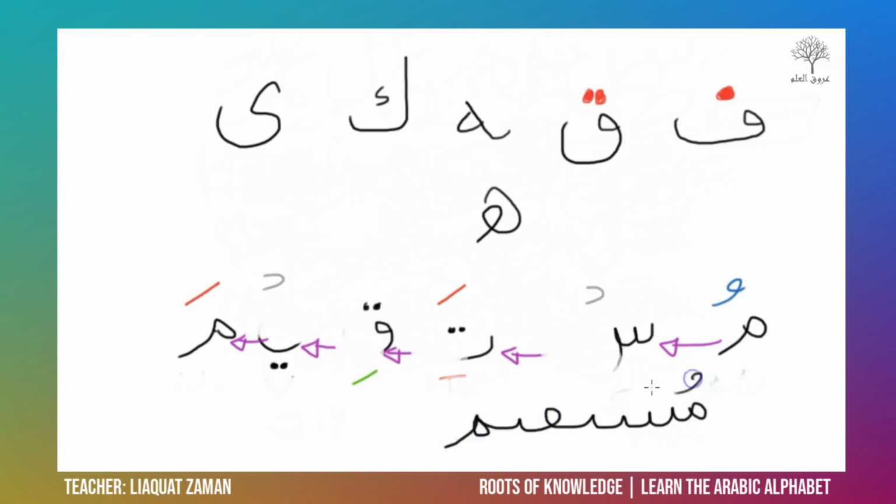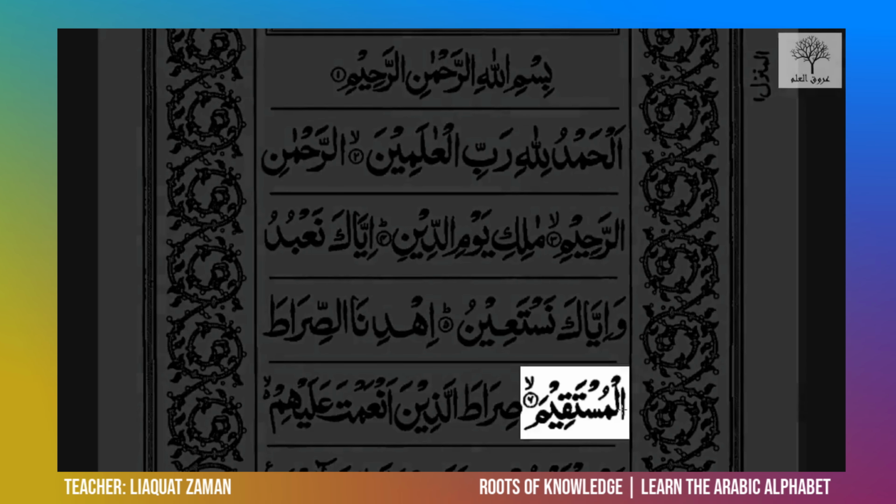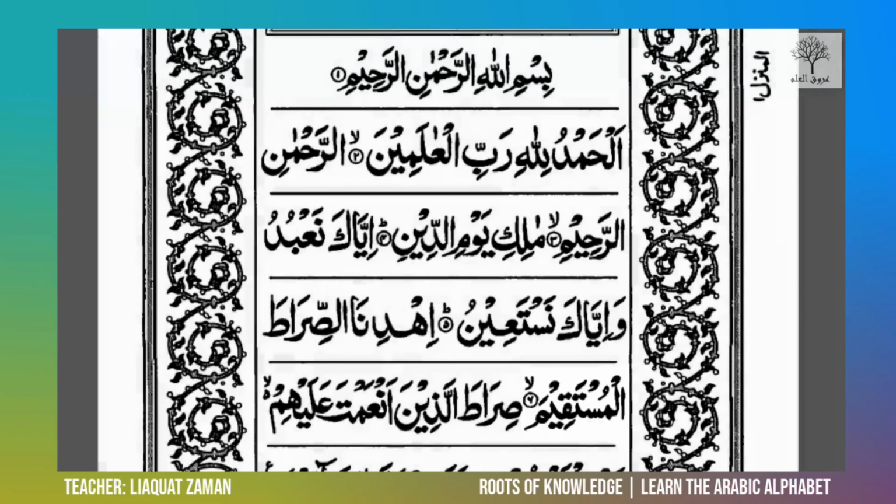So mus, ta, qima, mustaqima. Okay, you can pronounce it yourselves as well. And if you look in the Quran, in Surah Fatiha, you have this word here, mustaqim, mustaqima.